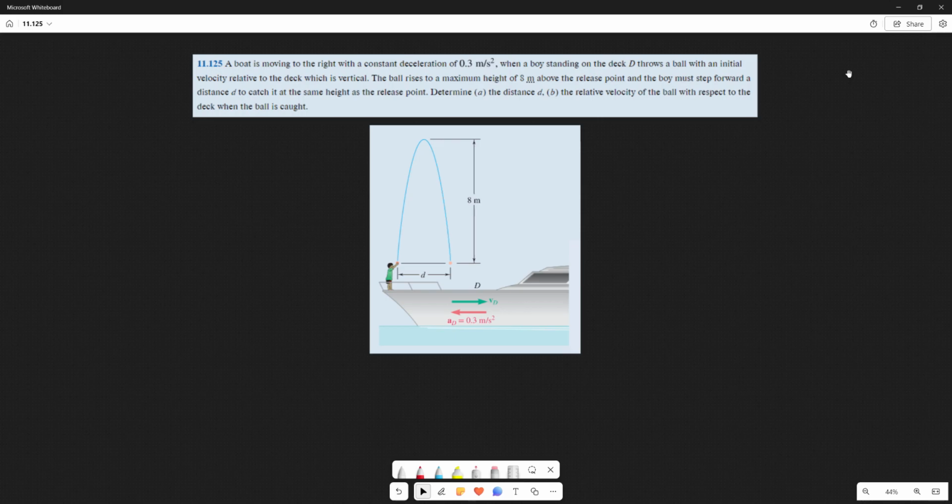Determine part A, the distance D, and part B, determine the relative velocity of the ball with respect to the deck when the ball is caught.